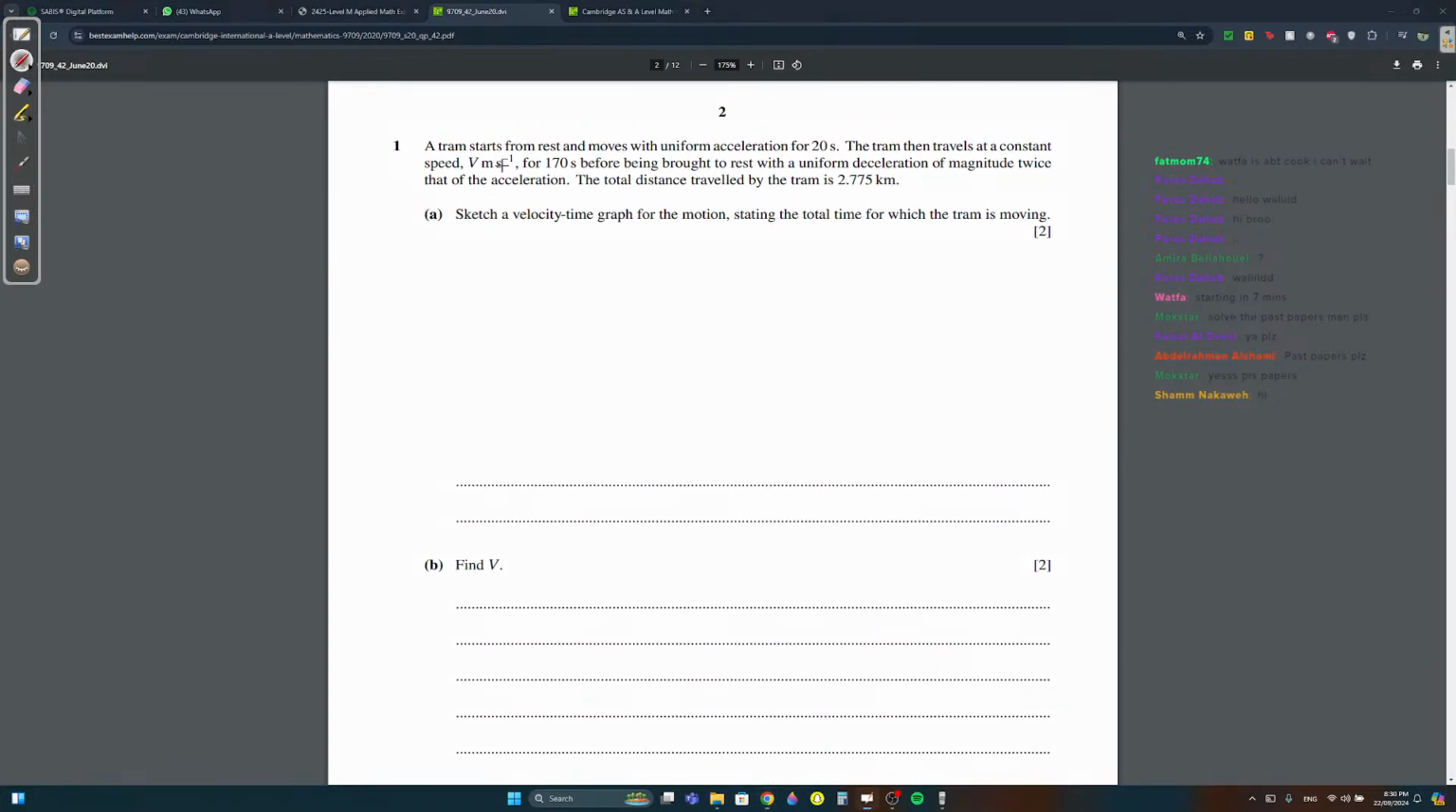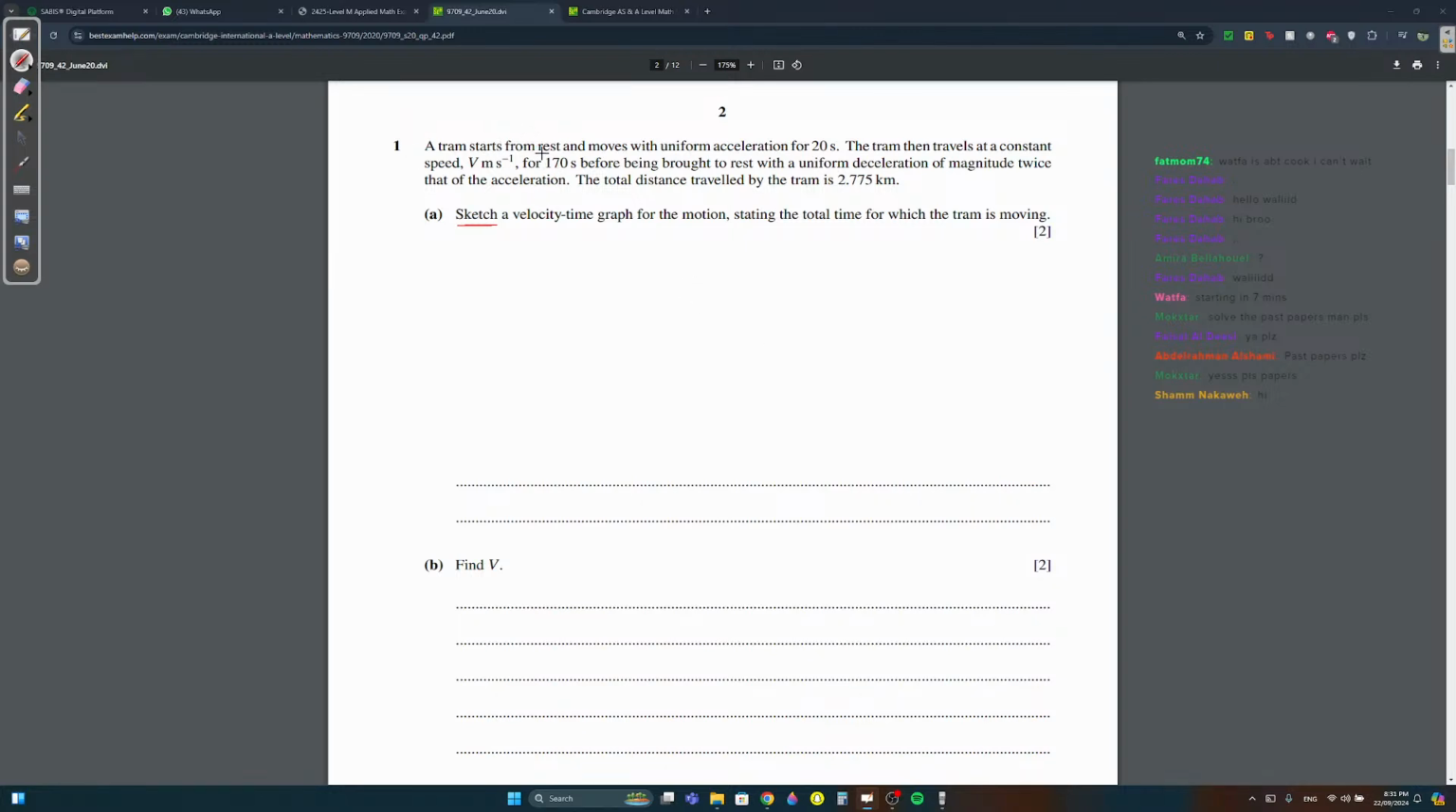A tram starts from rest and moves with a uniform acceleration for 20 seconds. The tram then travels at a constant speed v for 170 seconds before being brought to rest with a uniform deceleration of a magnitude twice that of the acceleration. The total distance traveled by the tram is 2.775 kilometers. Sketch a velocity time graph for the motion, stating the total time for which the tram is moving.